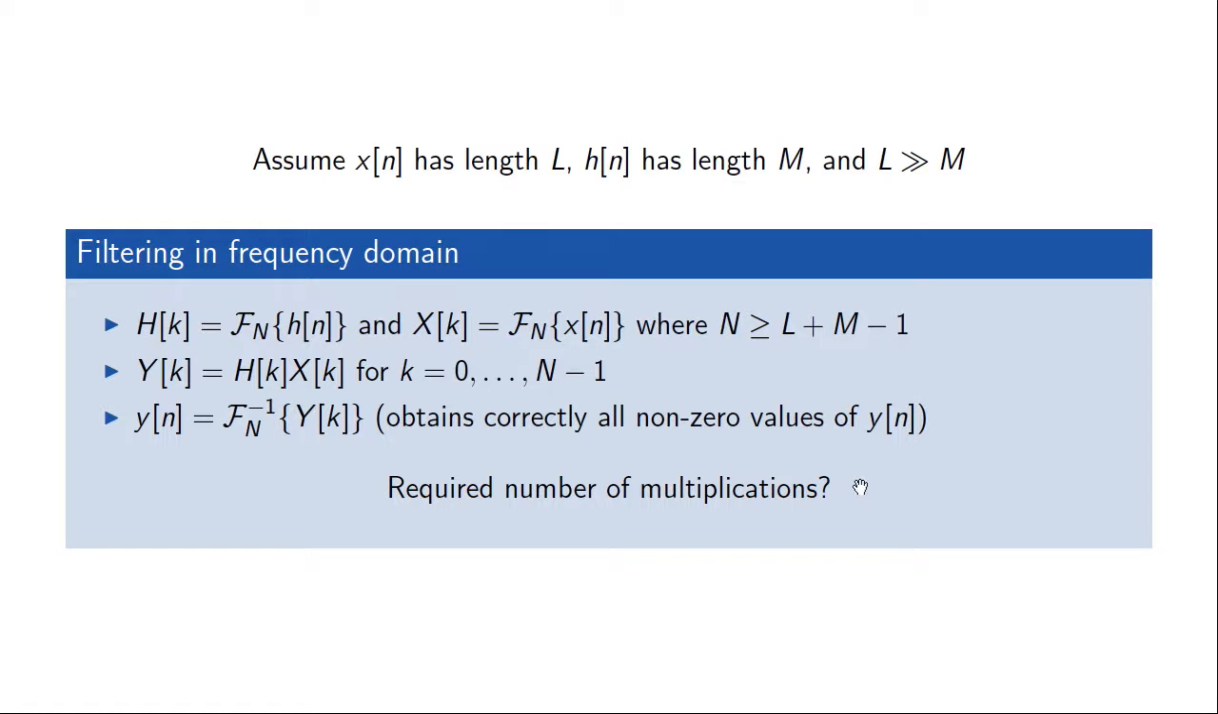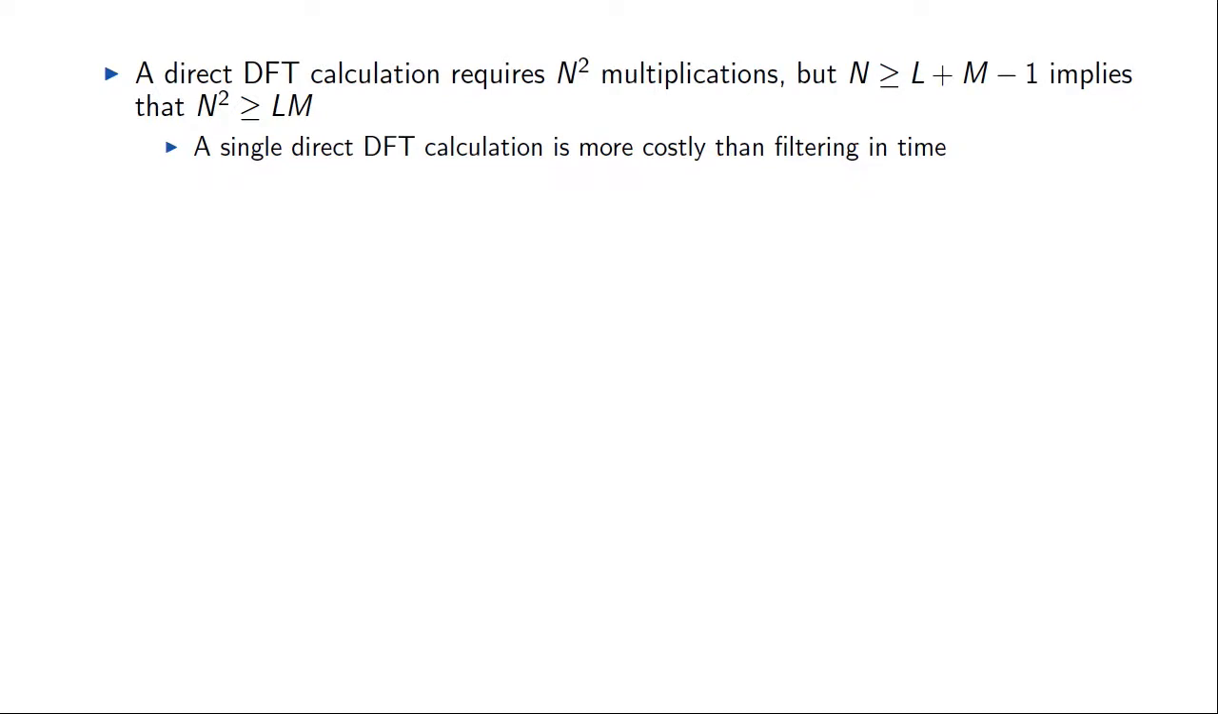So the big question now is, how many multiplications would this require? If we were to use the direct implementation of the discrete Fourier transform, we know that we would require N squared multiplications in order to move from the time domain to the frequency domain. But since N, for the circular convolution to be equal to the linear convolution, has to be greater than or equal to L plus M minus 1, we also know that N squared will be greater than L times M, which is the complexity of doing the direct evaluation of the convolution sum.